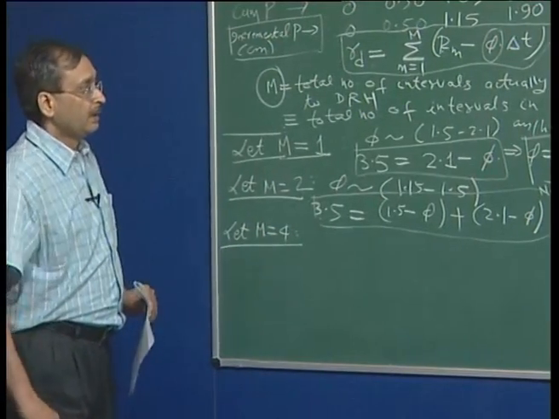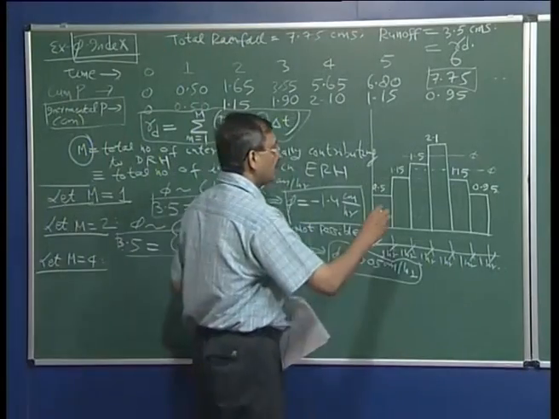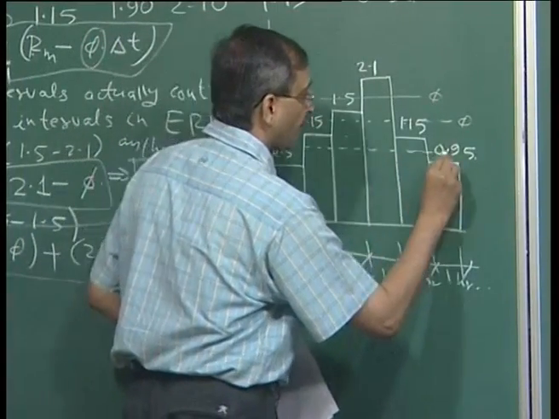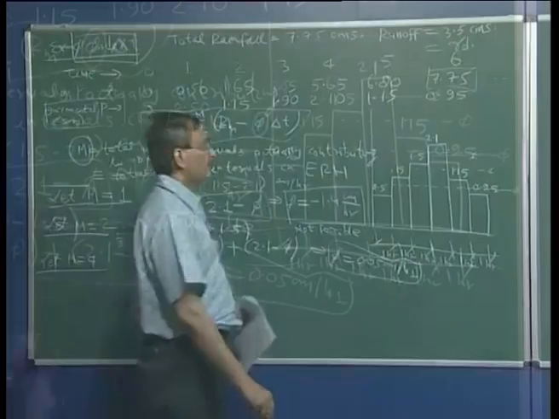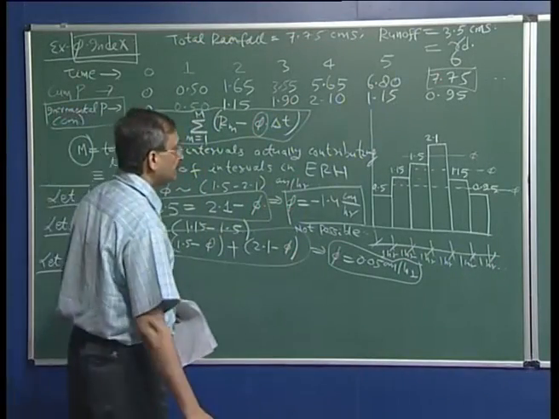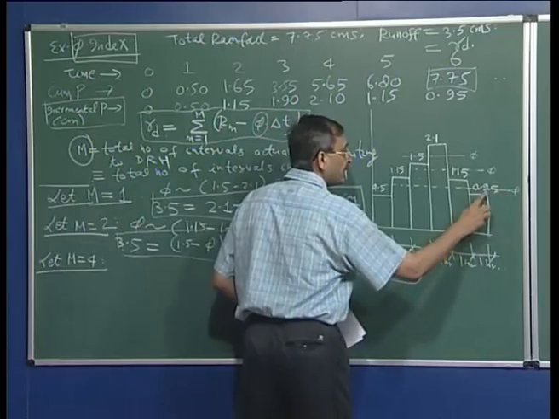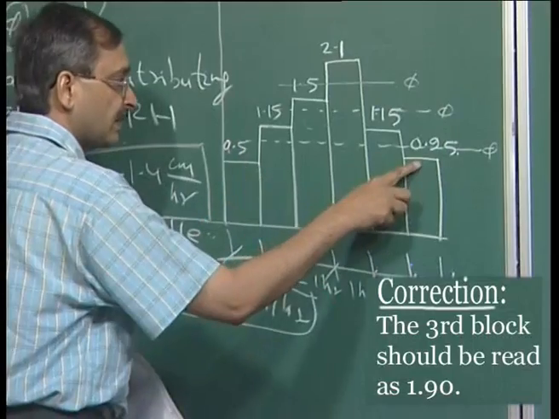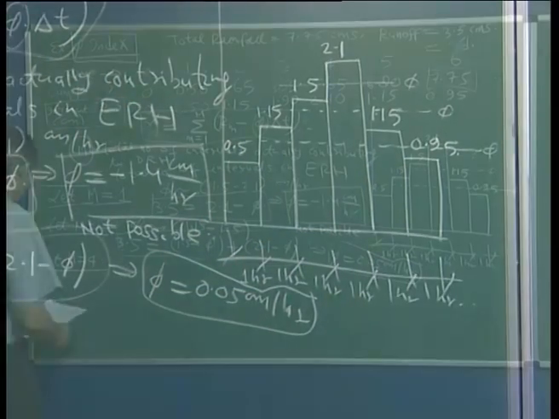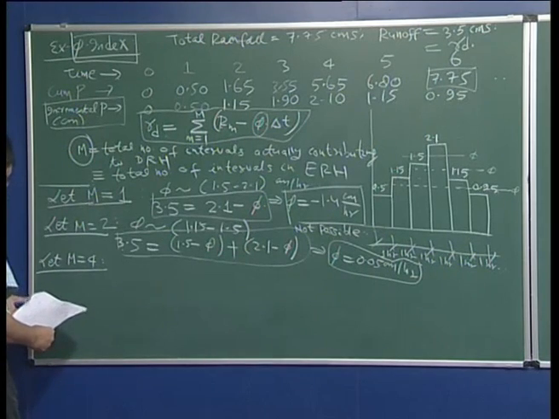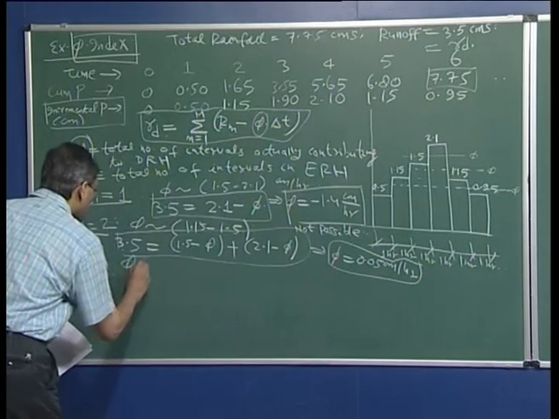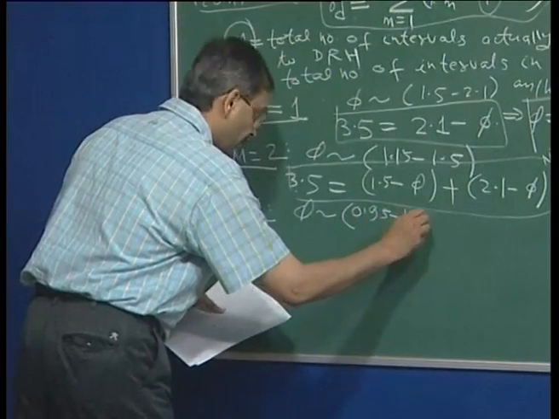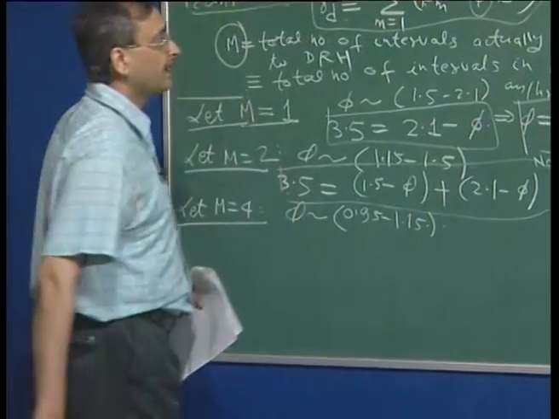If you take 4 hours, then where does your phi line have to be? It has to be 1, 2, 3, 4. So, it will be somewhere here. Let us say this is your phi line, and then the value of your phi should be between 0.95 and 1.15. This is 0.5. So, this is below this one. So, as per this assumption, your phi should be between 0.95 and 1.15.